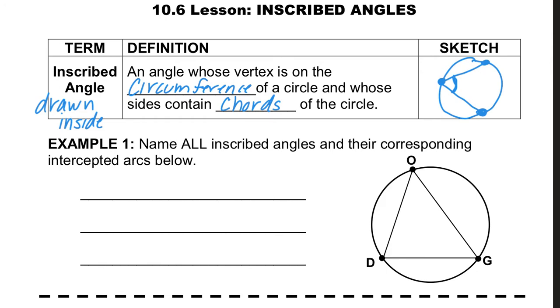So on this picture, on example 1, we do see a triangle, but more specifically what I need you guys to see is we do have 3 inscribed angles. On this problem, they do want us to identify all inscribed angles and their corresponding intercepted arcs, so the arcs that they create, okay? So the first one we'll take a look at is angle DOG. We have angle DOG is an inscribed angle. Its intercepted arc that it creates is arc DG.